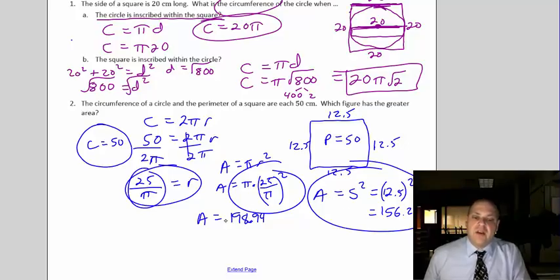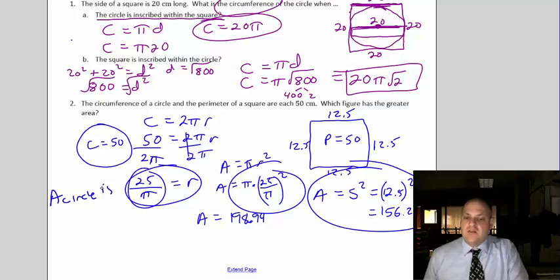So they might ask you a question like this, okay? And you had to compare the areas, and of course the area of the circle was much bigger than the area of the square, so we would write that. Area of the circle is greater than the area of the square.